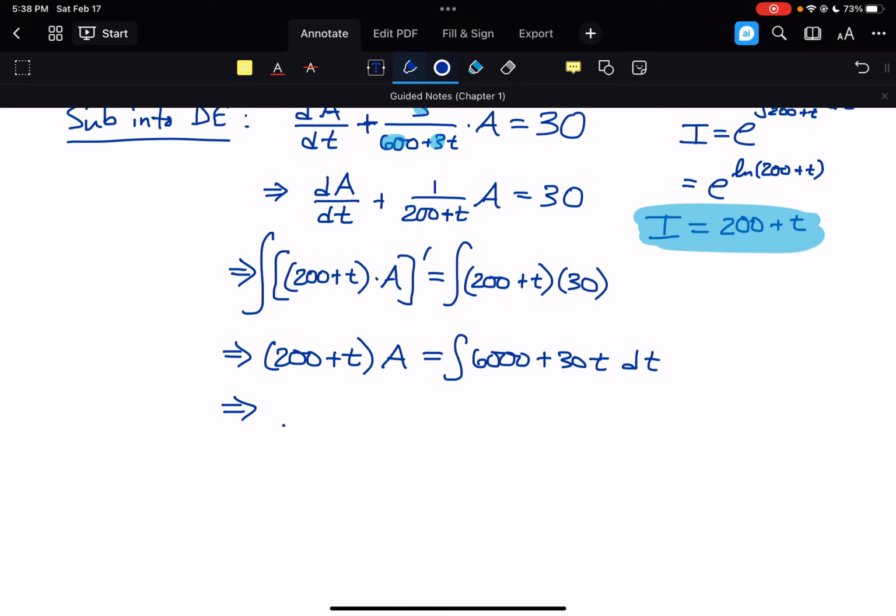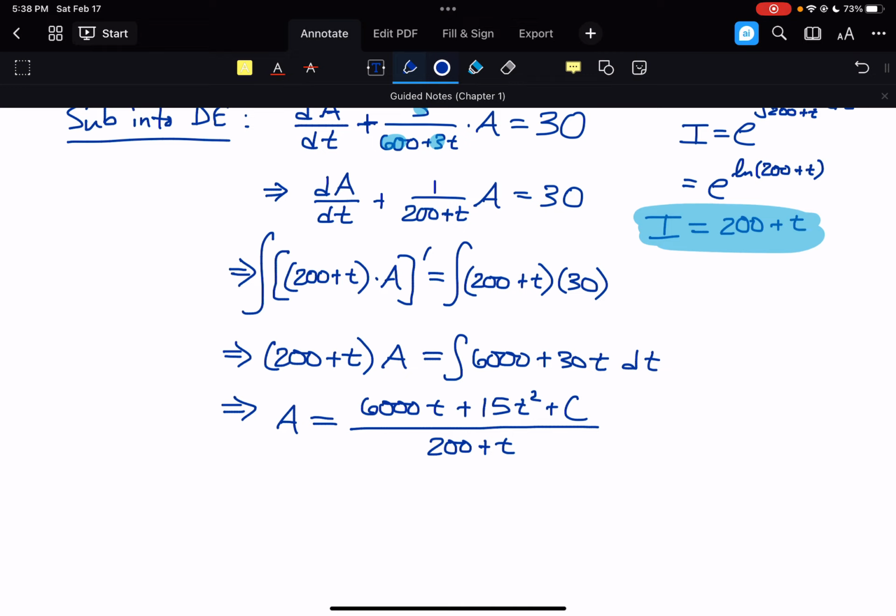Let me go ahead and we'll just do two things at once here. We'll take the antiderivative, so that's going to be 6,000t + 15t squared + C. And then we'll divide by 200 + t so we can isolate A. That would give us a general solution to the differential equation, but we don't want a general solution. We want a specific particular solution.